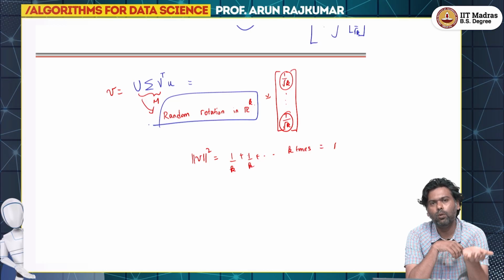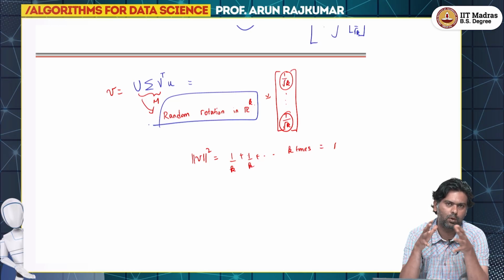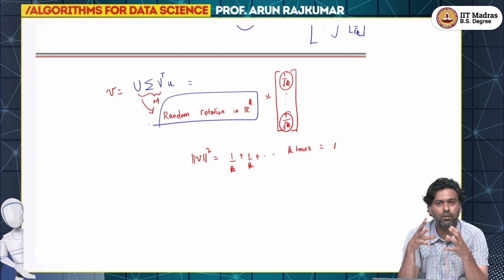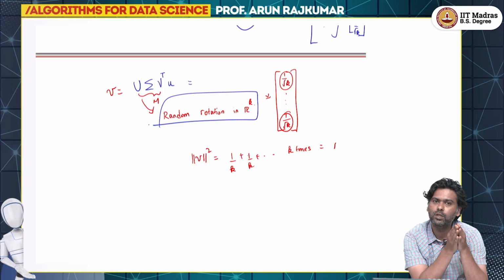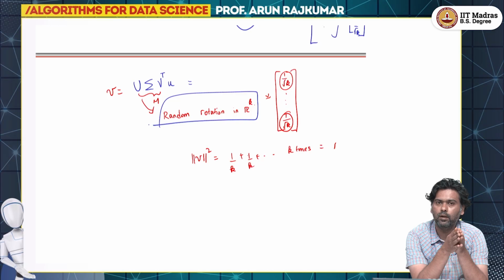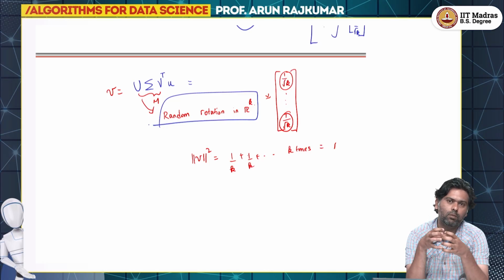But this property holds only in high dimension. This is an asymptotic property, which means that as d becomes larger and larger when compared to k, the singular vectors of the Gaussian matrix R by square root k look more and more like a random rotation. They are not random rotations when d is small. When compared to k, as d becomes larger and larger, these look more and more like random rotations.